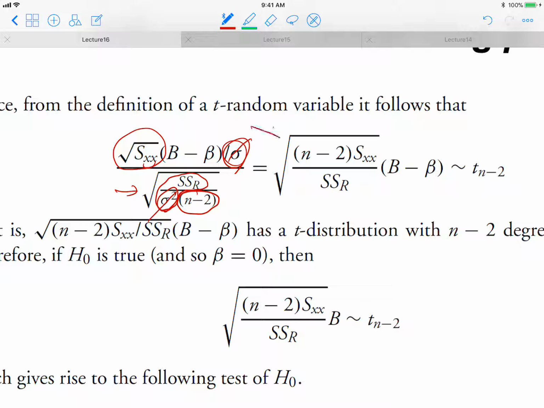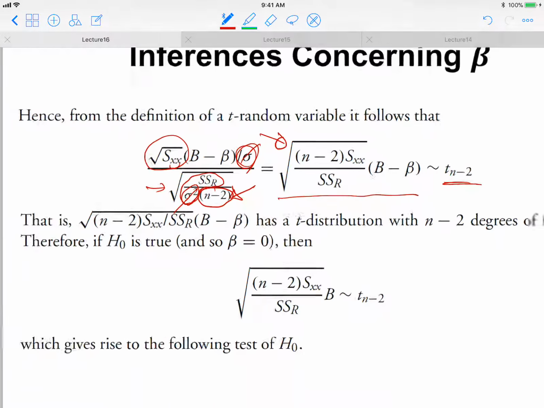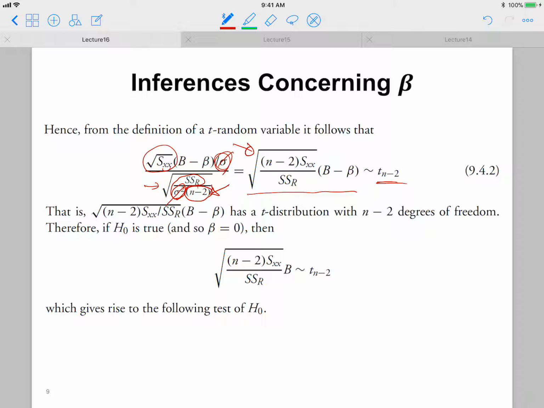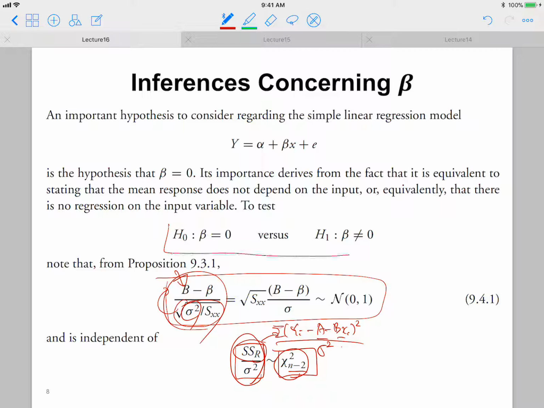So this unknown parameter no longer exists. Okay, and this same thing happens in this case as well. And so if we manipulate this, it will follow this T distribution with n minus 2 degrees of freedom. Okay, so this is our statistic that we use to perform the testing on this hypothesis.